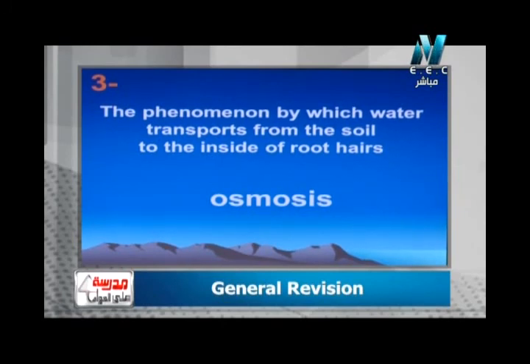So osmosis is a very important process by which water transports from the soil to the plant roots or to the plant cells. يبقى بتنتقل المية من التربة للروت نفسه by a process which is called osmosis process. This osmosis process means what?